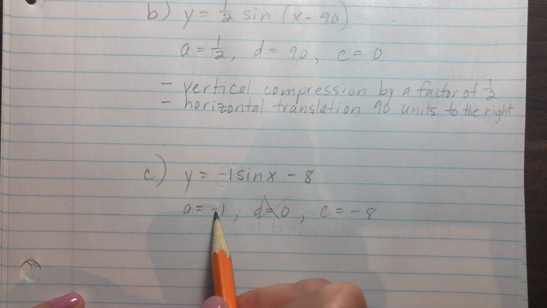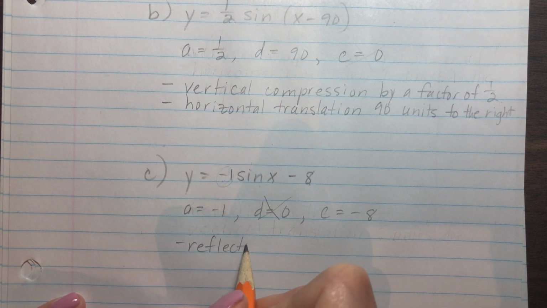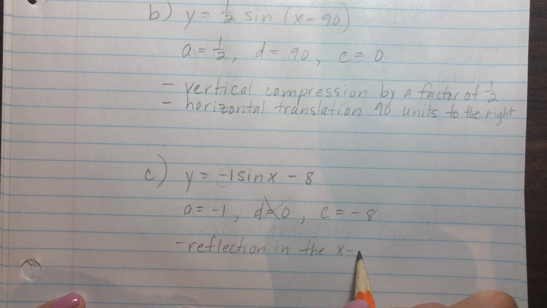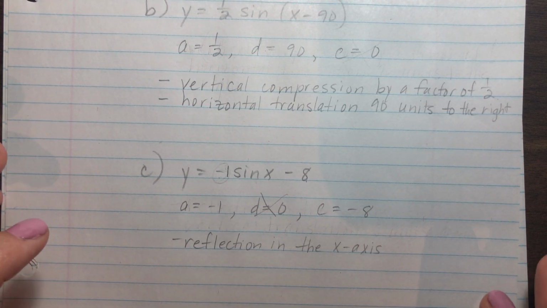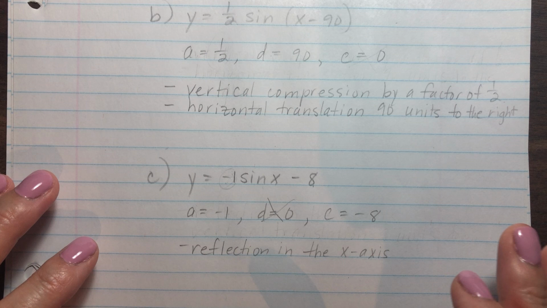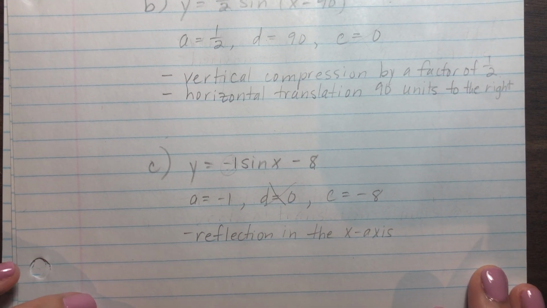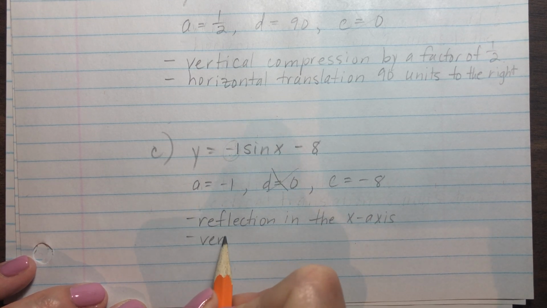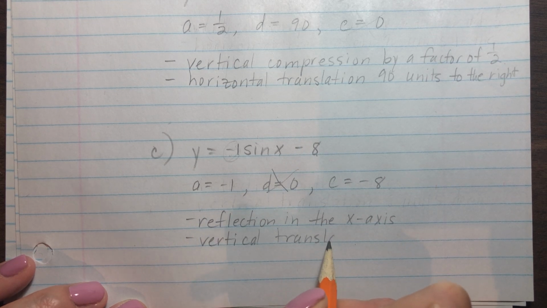So since a is negative, we have a reflection in the x-axis. The value of 1 that we see means that the shape of sine of x is not going to change when compared to the original function, y equals sine of x. So we're not going to have a vertical stretch or compression. And then c is responsible for vertical translation. So since it's negative, it's going to be a vertical translation 8 units down.